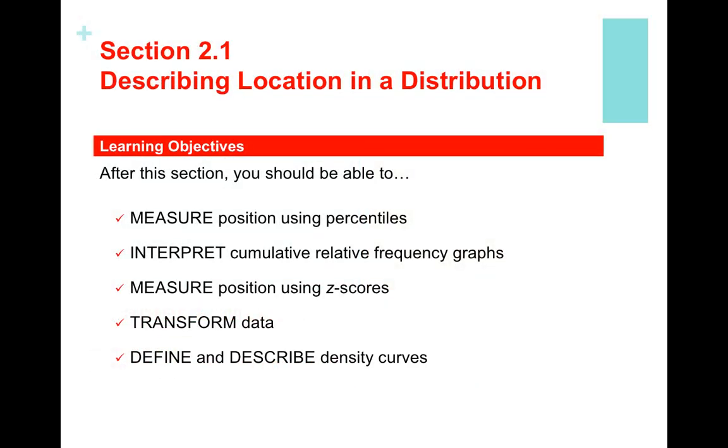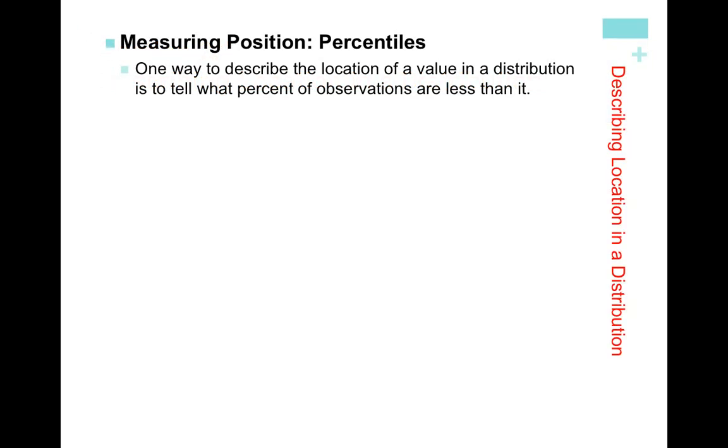So the first thing that we're going to talk about is just using those percentiles. We'll look at that today, along with what we call a cumulative relative frequency graph, or an ogive. And then in the next couple of sections or lessons, we're going to look at measuring position using what's called a standard score, or a z-score. So like I said, we're going to start with percentiles.